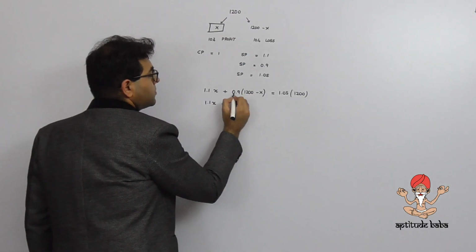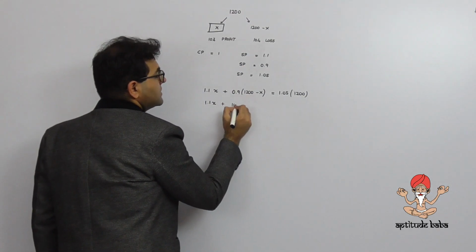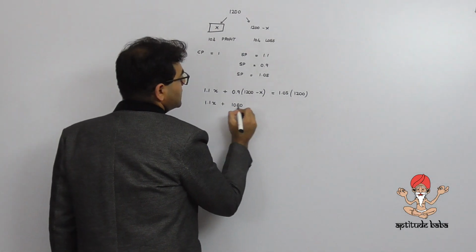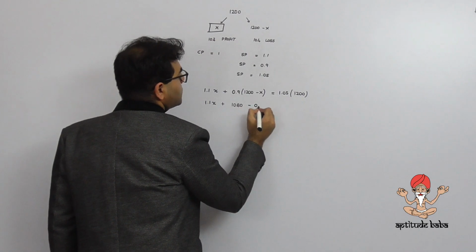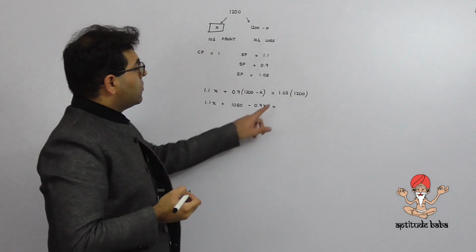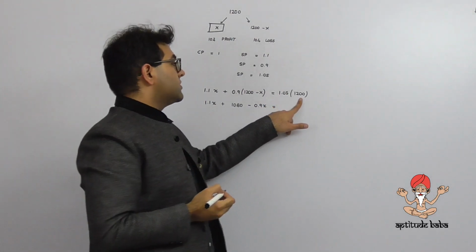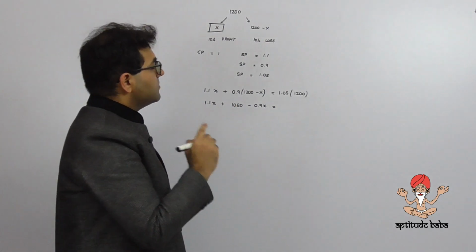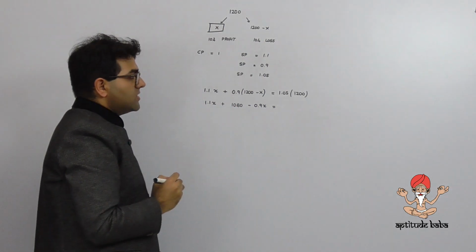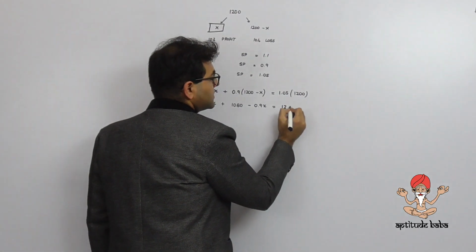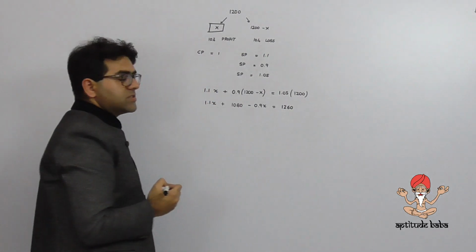1.1x plus 0.9 into 1200 1080. After all 12 nines are 108 होता है. So 1080 minus 0.9x. 1.05 into 1200 that's like 1200 से 5% ज़्यादा. 10% ज़्यादा means 120 ज़्यादा, 5% ज़्यादा means 60 ज़्यादा. So 1200 से 60 ज़्यादा that means 1260.